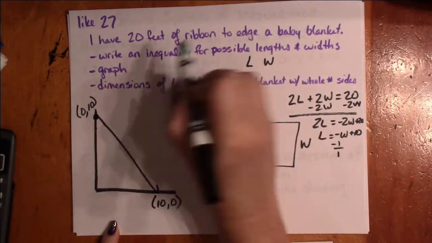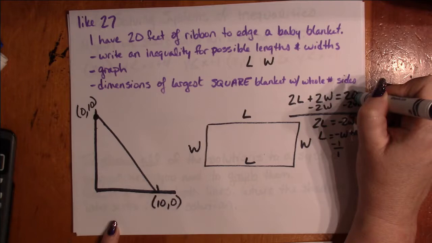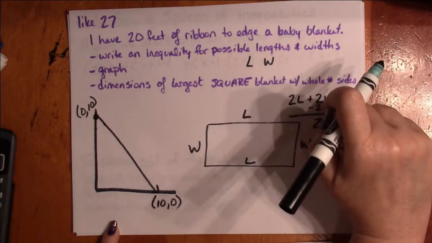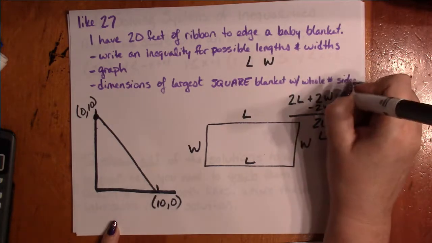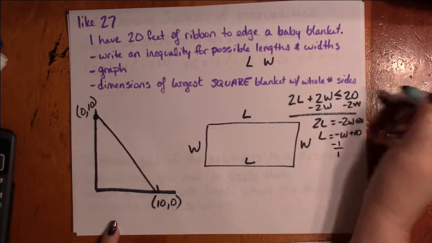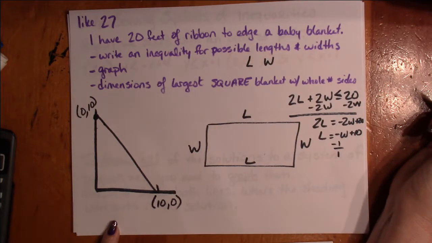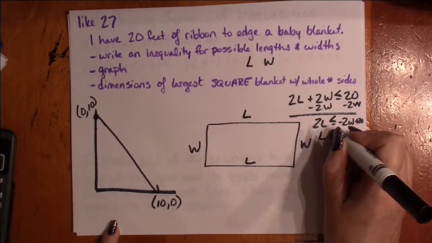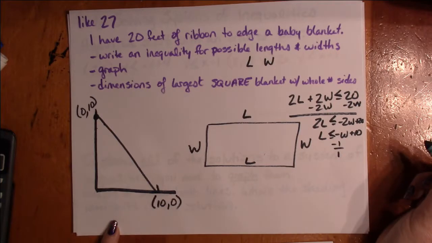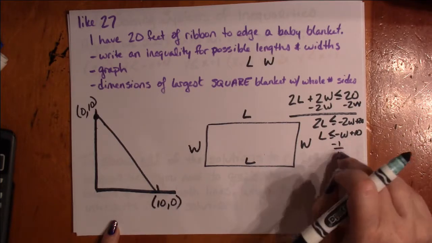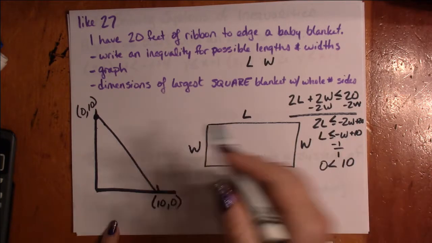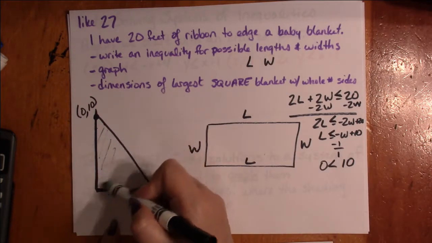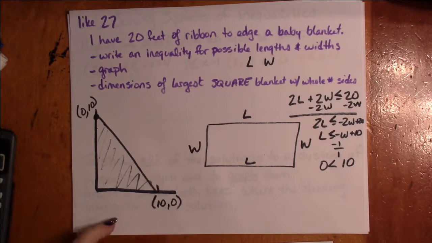Now, remembering that this has to be an inequality, this can equal 20, or it could be smaller than 20. But it can't be greater than 20, which means that is our inequality. So we're going to pull that sign all the way down. Now, if we stuck 0, 0 in here, 0 is smaller than 10. So we are talking about this entire section here, okay?